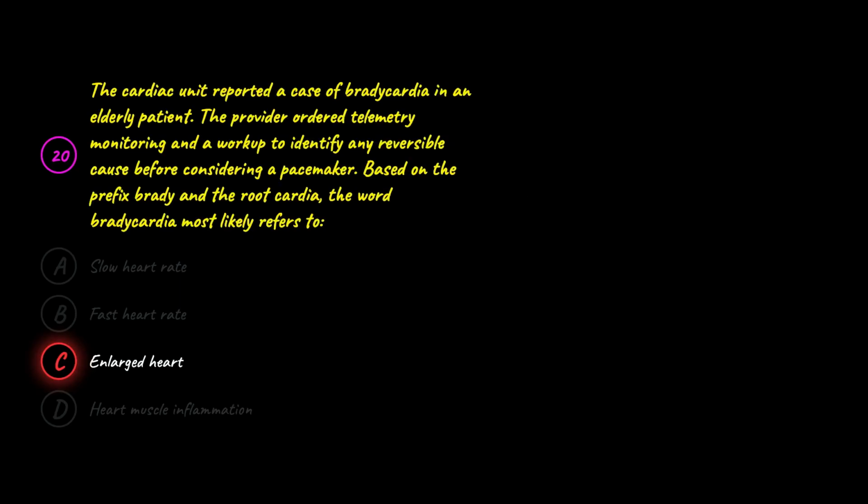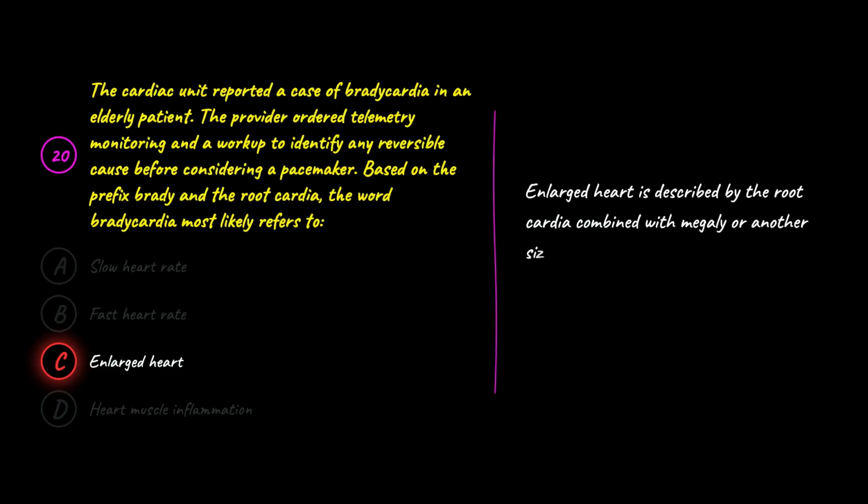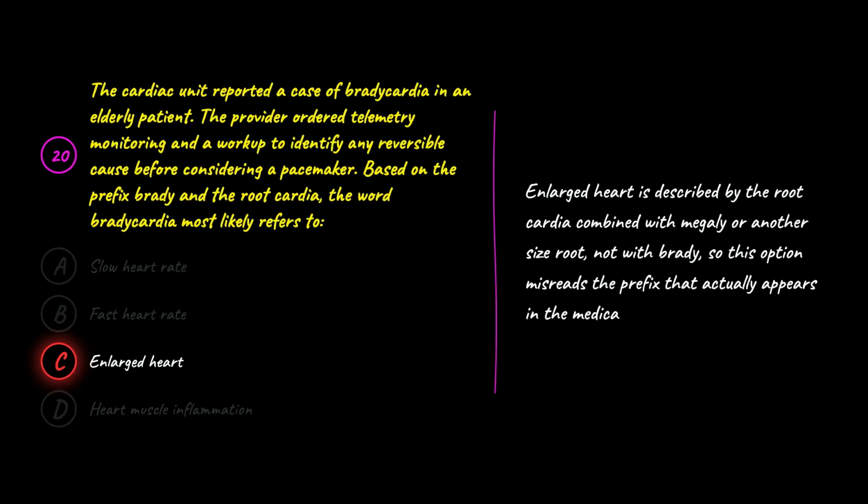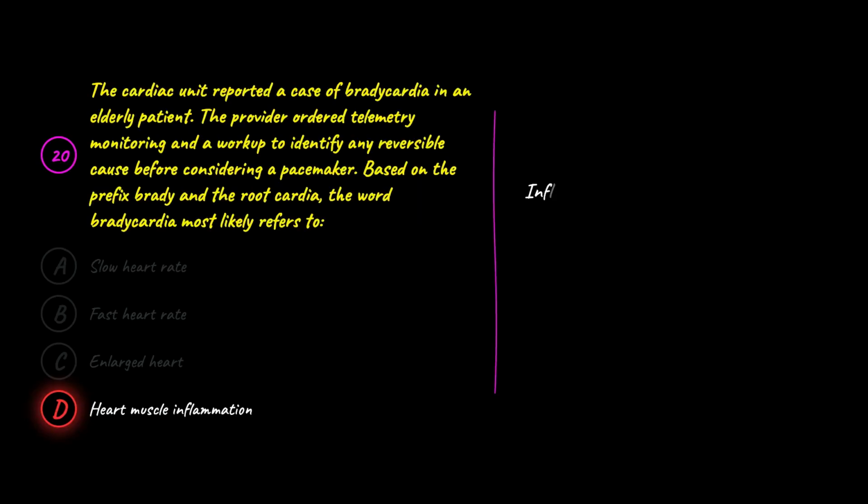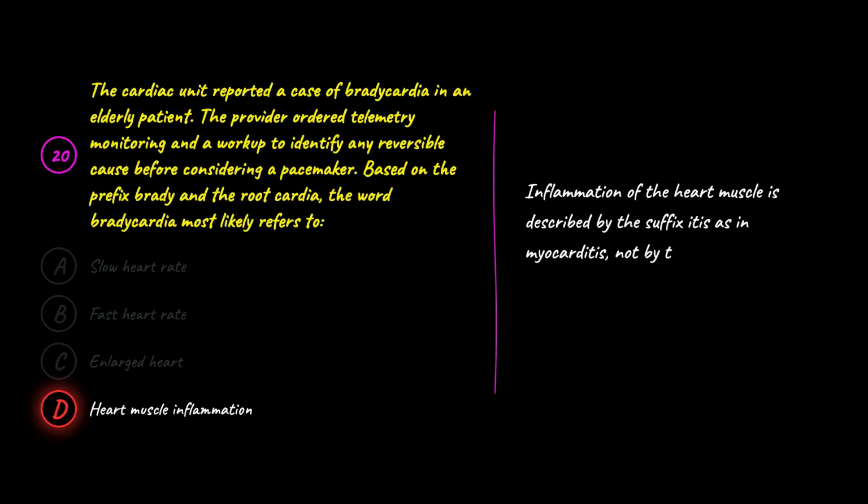C is wrong because enlarged heart is described by the root cardia combined with megaly or another size root, not with Brady. So this option misreads the prefix that actually appears in the medical word given. D is wrong because inflammation of the heart muscle is described by the suffix itis as in myocarditis, not by the prefix Brady. So this option misses the relevant word parts present in the term entirely.